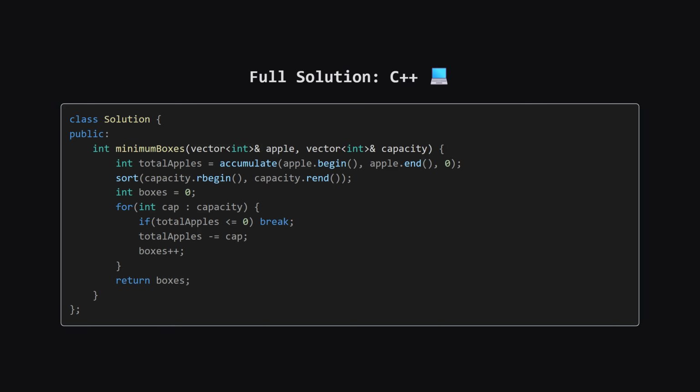Next up, here is the C++ version of the solution. We use accumulate for the sum and sort with r_begin and r_end to get the descending order easily. Feel free to pause and review.